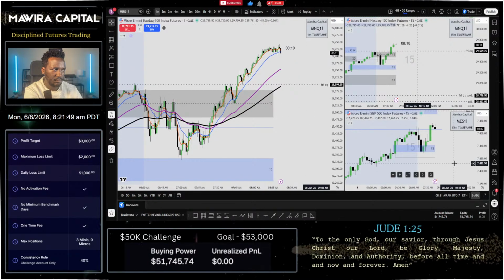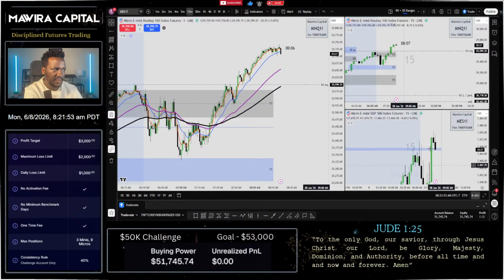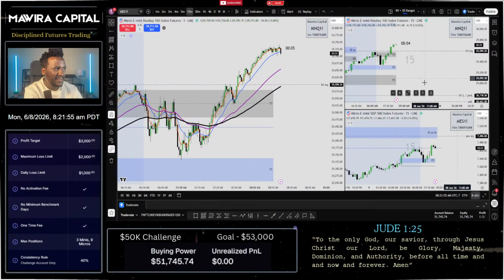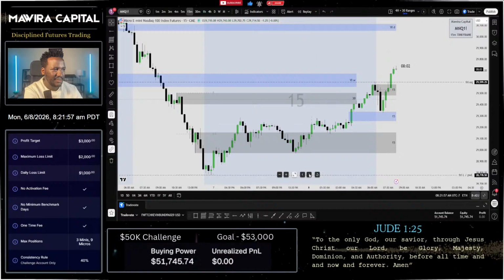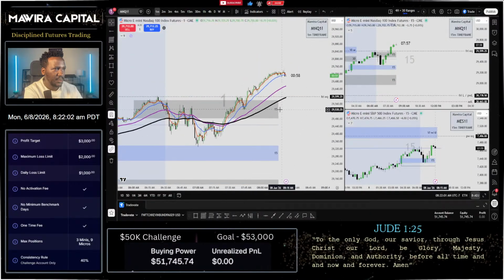Futures Flex on FundedNext. This is that daily whatever on ES. Anyway, if I do get a trade, I'm taking it. That's just how it is. I will take that trade.